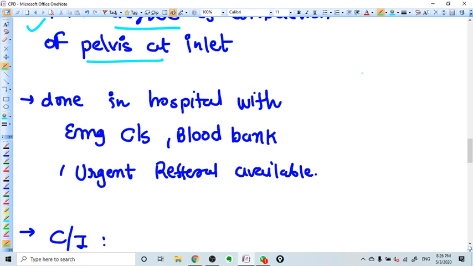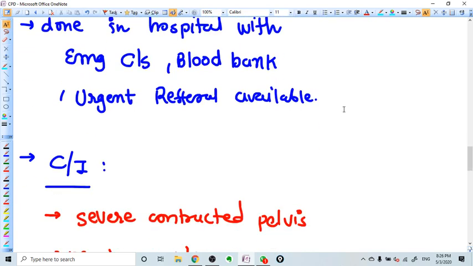Again, trial of labor can only be done in hospitals where facilities for immediate or emergency cesarean section are available, like blood banks and anesthetics available on time, 24 hours. We do it only then.